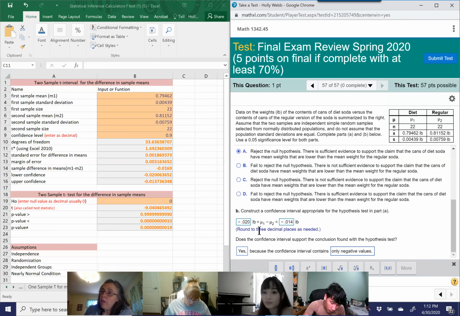And if we're doing the diet soda minus the regular soda and the diet soda is less than the regular soda, then we should get a negative number. And that's what the confidence interval is showing us, okay?